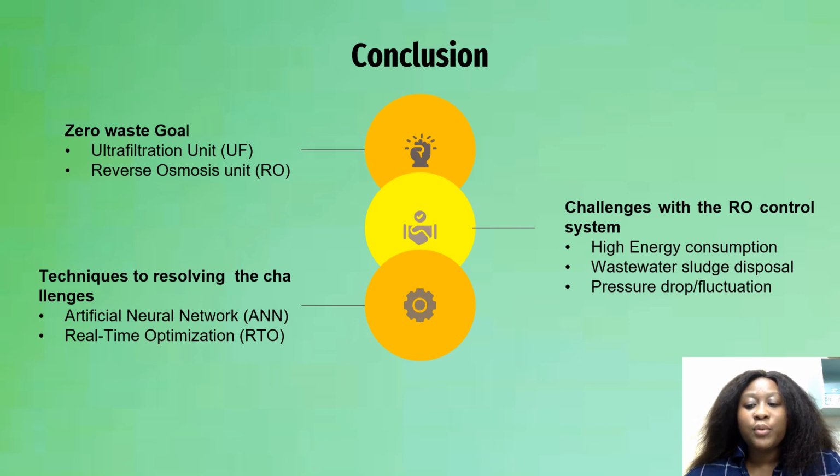There are several challenges with the reverse osmosis control system that are addressed in order for us to discover the real industry, which are high energy consumption, wastewater sludge disposal, and the pressure drop, pressure and fluctuation of the reverse osmosis system. There are a number of techniques to solve the challenges that have been raised, such as integration of artificial neural network for controller auto-tuning and implementing real-time optimization for resource efficiency.